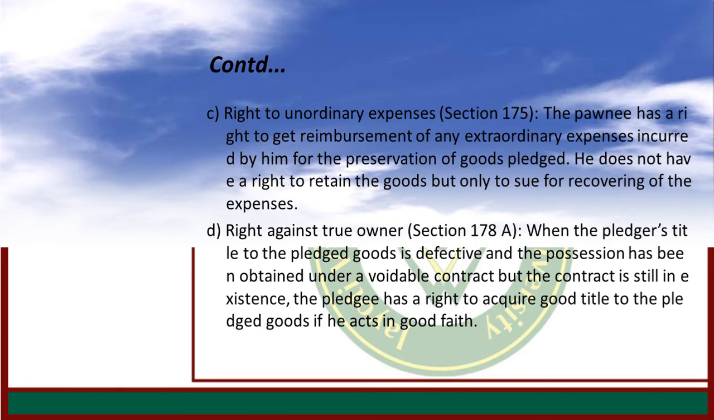Right to extraordinary expenses. The pawnee has a right to get reimbursed for any extraordinary expenses incurred by him for the preservation of goods pledged. Right against true owner. When the pledger's title to the pledged goods is defective and the possession has been obtained under a voidable contract, but the contract is still in existence, the pledgee has a right to acquire good title to the pledged goods.